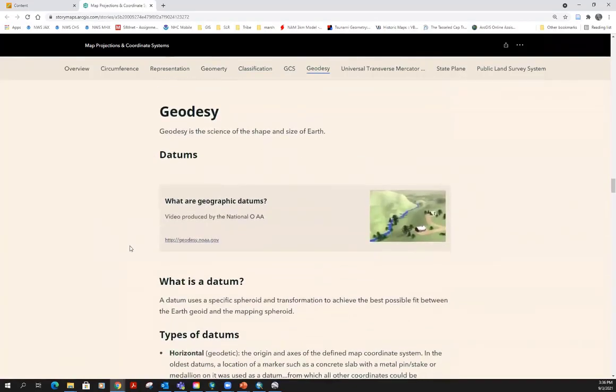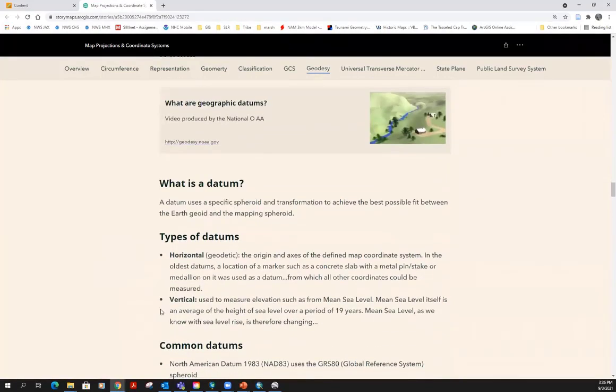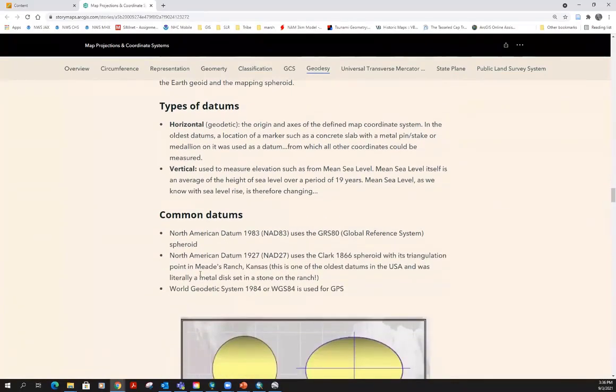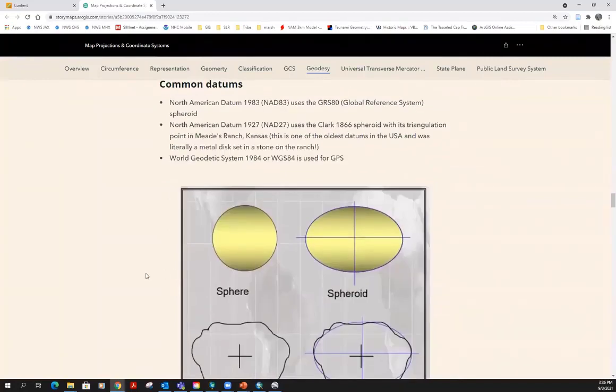I have a note here about geodesy and what datums are. It's very important to know that we do need datums for the horizontal reference, so the prime meridian and the equator, but also for vertical. We need references for elevation and altitude. So here is a bit of discussion about the common datums. We use North American Datum, NAD, it's called 1983, and we're getting ready to shift to a whole new type of datum that was based on the satellites, GPS and other satellite constellations.